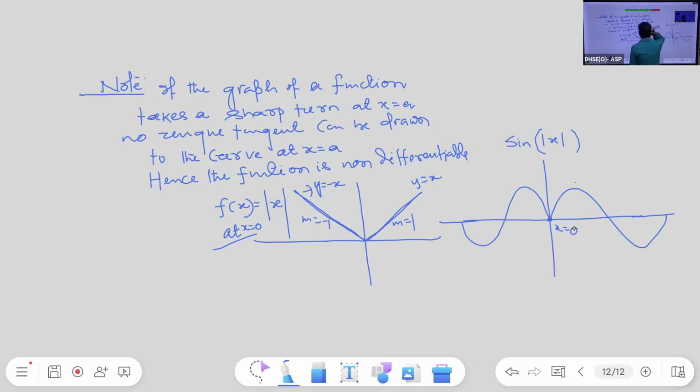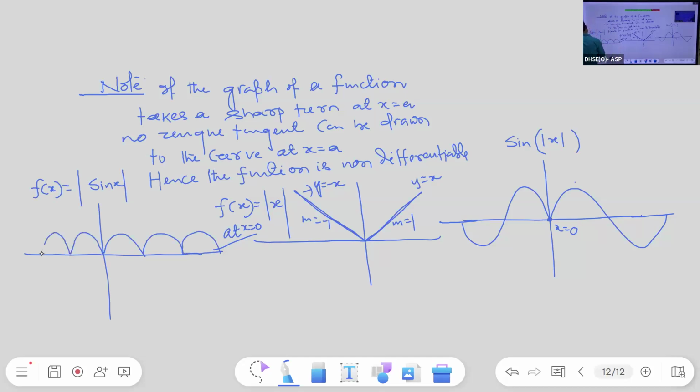If you take the graph of the function f of x is equal to mod of sine x, the graph of the function is like this. This is 0, this is pi, this is 2 pi, this is 3 pi. This function is non-differentiable at all integral multiples of pi.